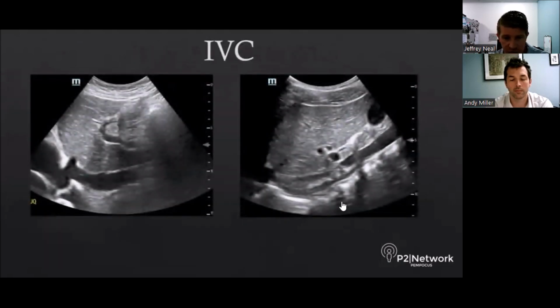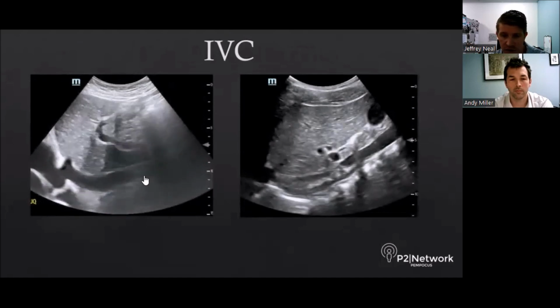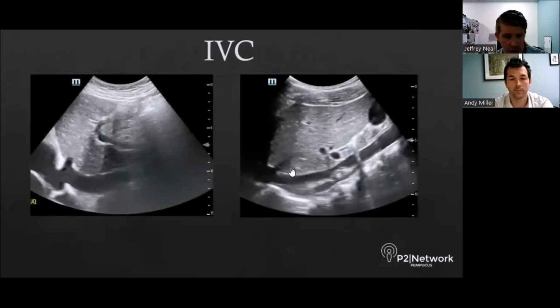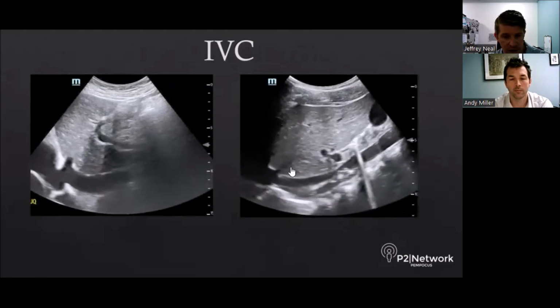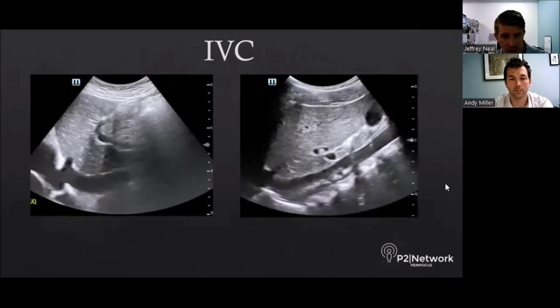Finally, another sonographic finding that can support the diagnosis of tamponade would be a plethoric IVC, which is seen here with limited variation during respiration, and a collapsing IVC here, which is not supportive of a diagnosis of tamponade.